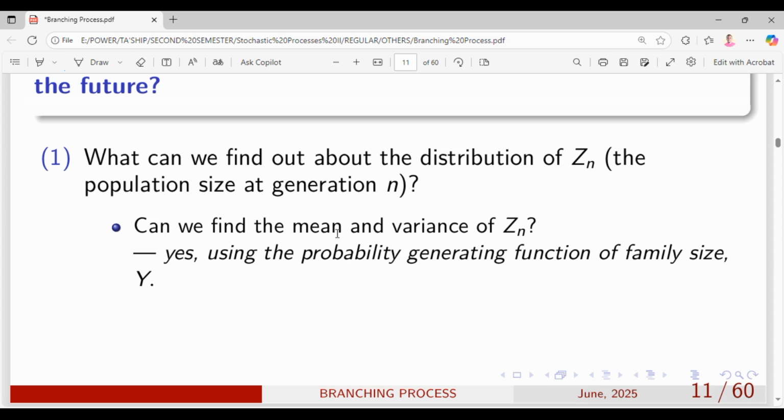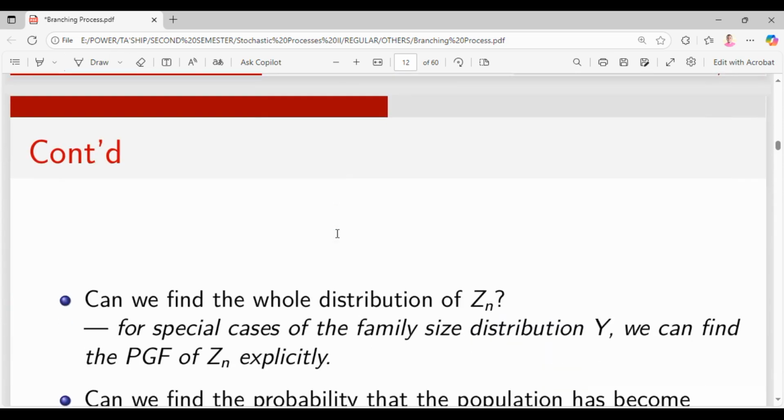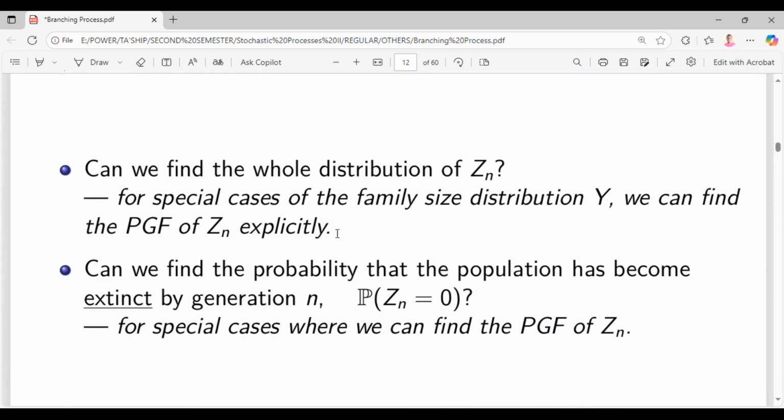Why are we doing this? The mean tells us the average number of people we have in each generation, so if we know the average number, then it's good. We can know whether the population is going extinct or is surviving. The next question we may ask ourselves is, can we find the whole distribution of Zn? As in, for special cases of the family size distribution, we can find the PGF, that's the probability generating function of Zn explicitly, but not in all cases. Okay, for some complex distributions, we may find it very difficult to do this.